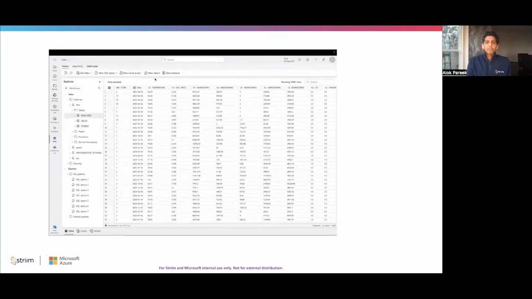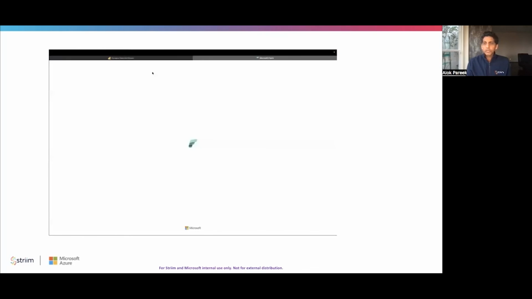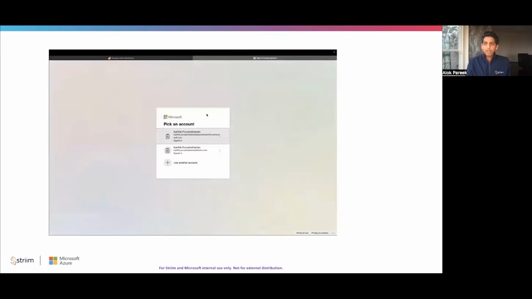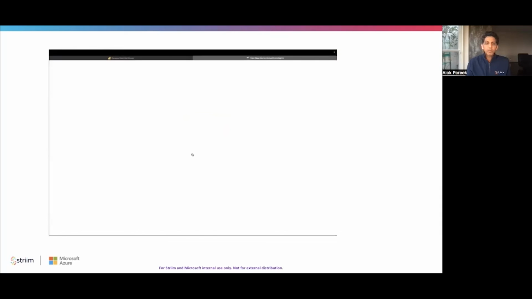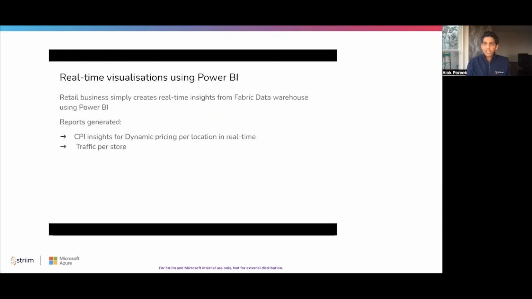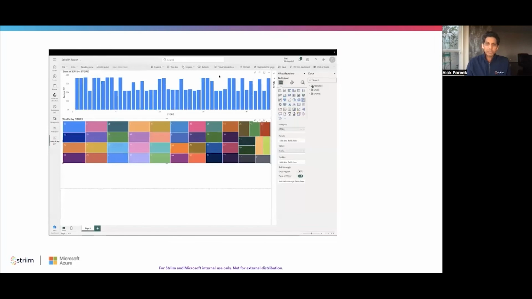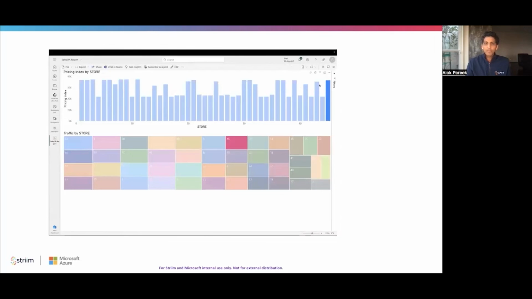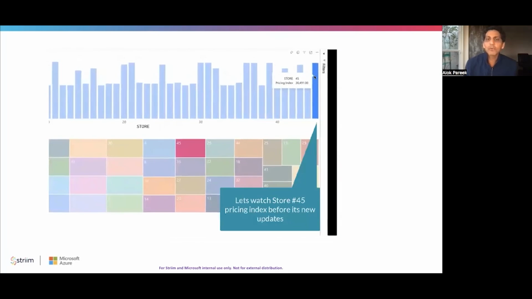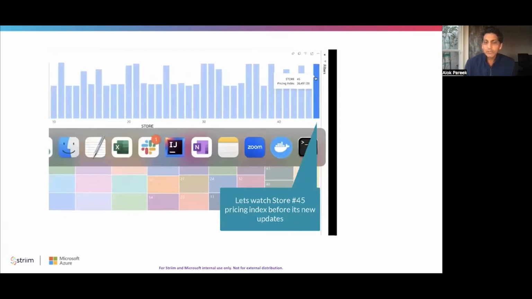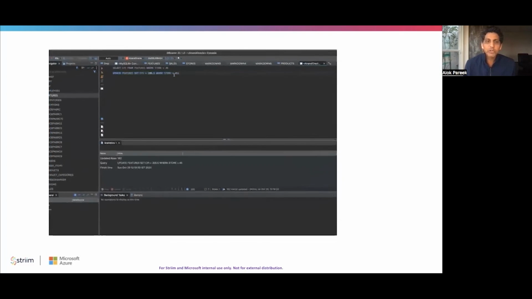Next, I'm going to go into Fabric and take a look at Power BI and build a couple of dashboards that give me visualization of the CPI insights and the traffic per store. There are the dashboards that I'm able to build. You can see that I can drill down into one of the specific stores, which is store 45, and take a look at its value. Remember the value, because we're going to update that.